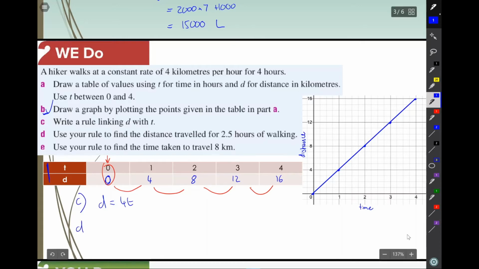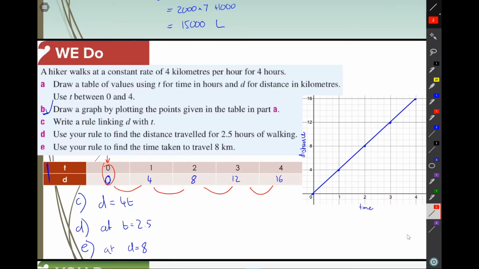Okay, so now for part D and part E, we could use the rule and substitute in t equals 2.5 or d equals 8. We could substitute these things into our rule and find the answer. But what is sometimes a lot quicker is to just look at our graph.